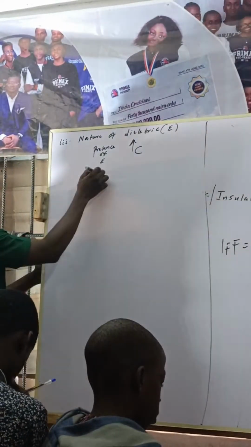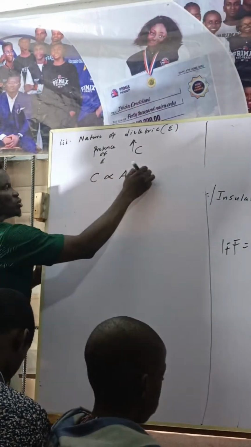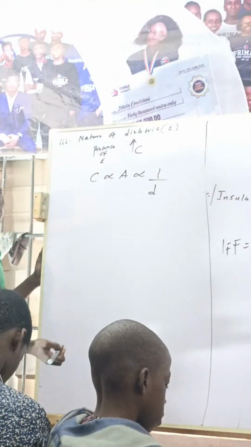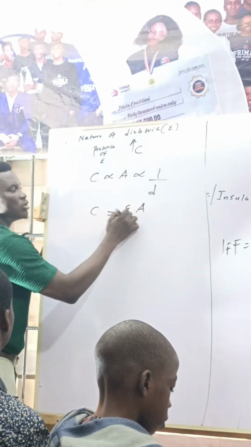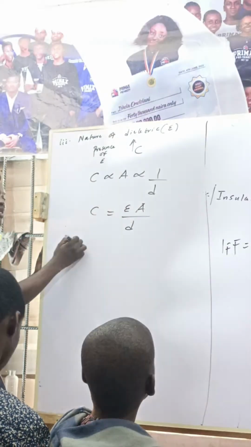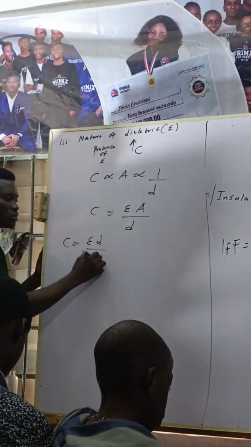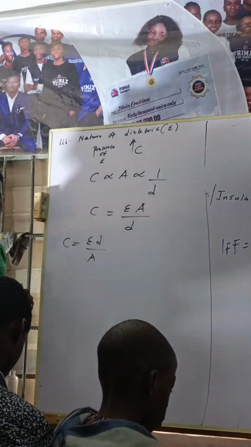So if you say that C is directly proportional to A and inversely proportional to D, if you introduce your constant, that means C is going to be E A over D. Some students will go and say C equals E D over A. They make that mistake. And that's what I'm explaining.